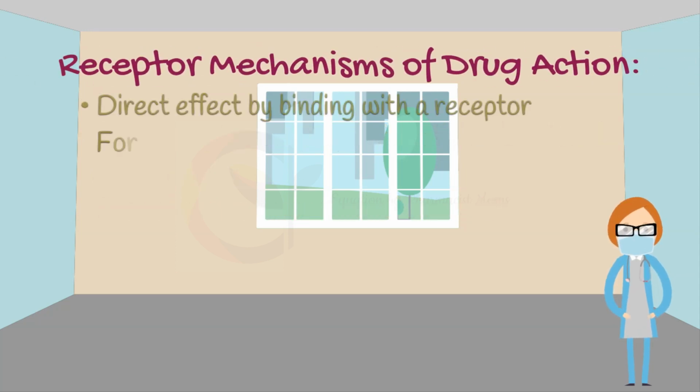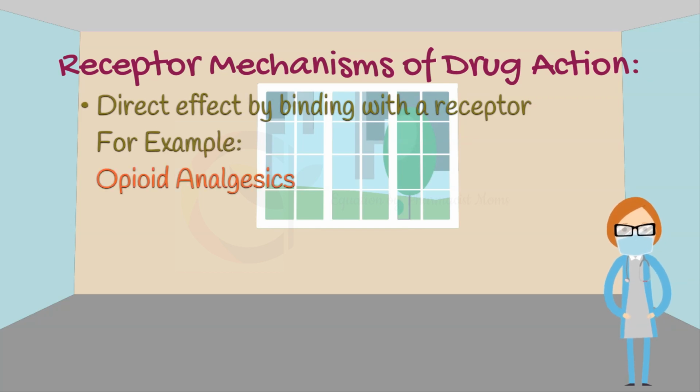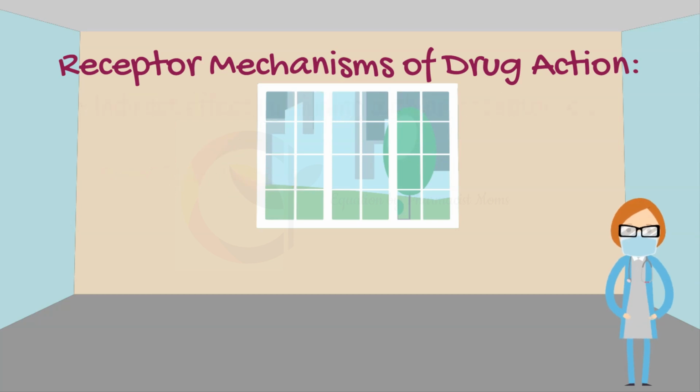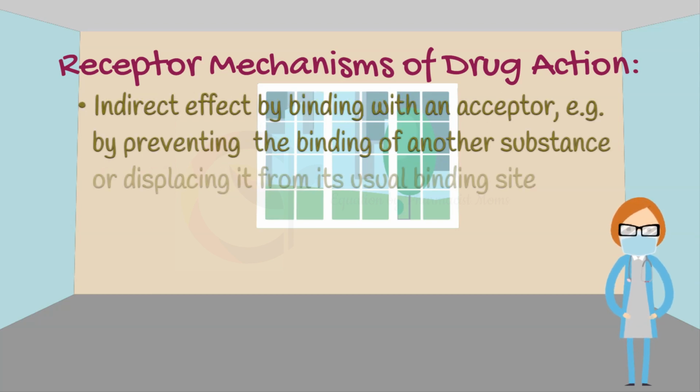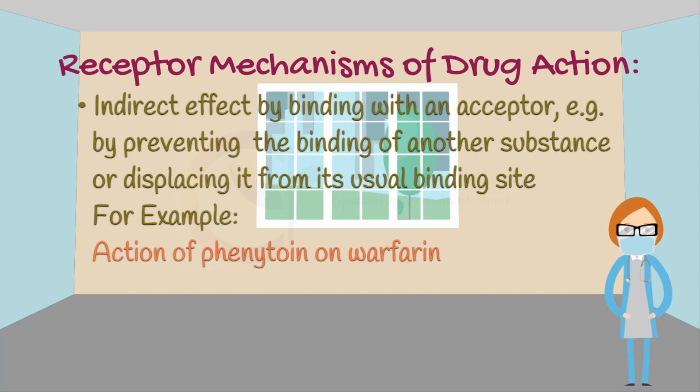Next is receptor mechanisms of drug action. This incorporates direct effect by binding with a receptor. Most drugs, for example, opioid analgesics. Indirect effect by binding with an acceptor, for example, by preventing the binding of another substance or displacing it from its usual binding site. For example, action of phenytoin on warfarin.